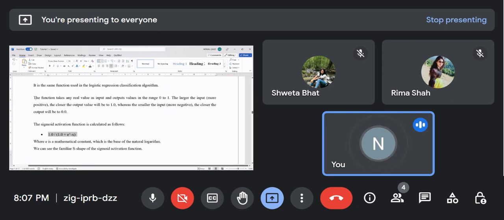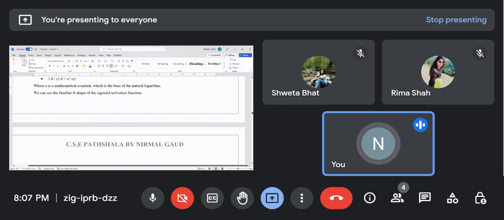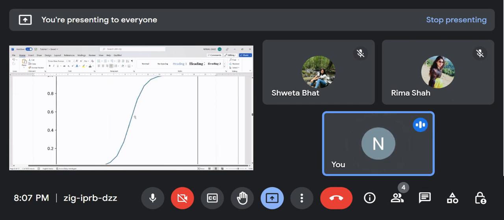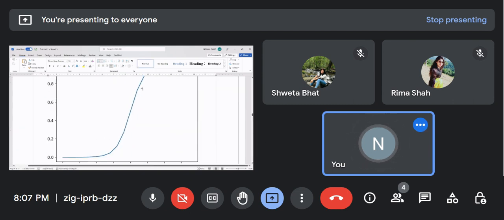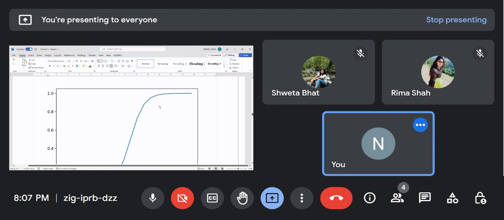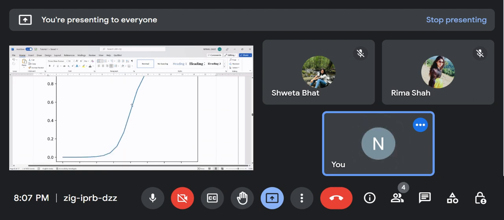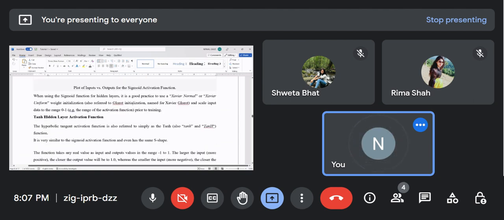Here is what happens in a sigmoid function. Its shape is nearly like an S shape. You can see here is the S shape, because we are using the exponential here. So its shape is just like an S. When we are using the sigmoid function for the hidden layers, it is good practice to use Xavier normal or Xavier uniform weight initialization, and we can scale the input data to the range 0 to 1 for training.